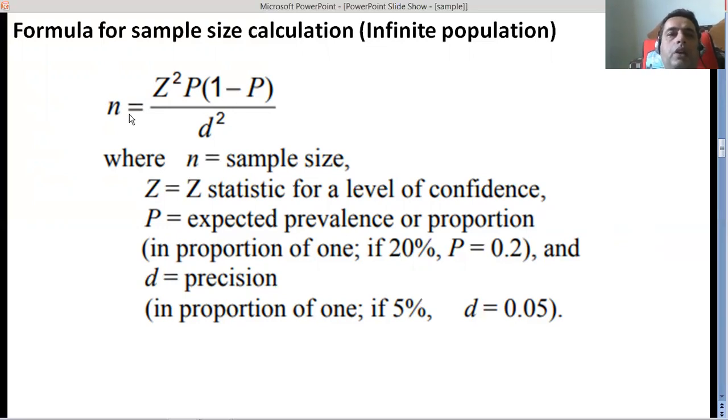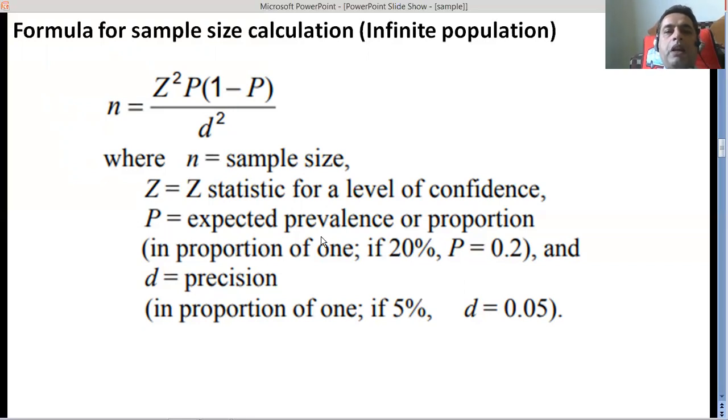using this particular formula, which is n = Z²p(1 − p)/d². N is the sample size that you are going to calculate. And Z is the statistic for a level of confidence. There is a table available that I would show you, from where you can take out the Z value in terms of level of confidence. It may be 95% confidence, or 90%, or 99%. The Z values are variable, so you can just pick it from the table.